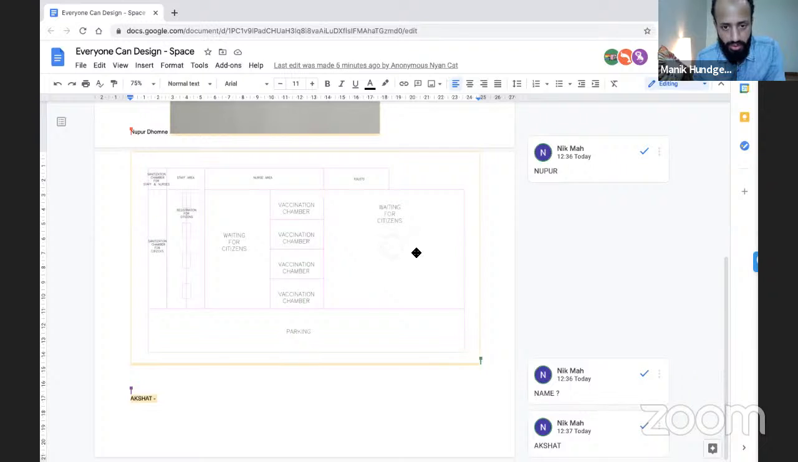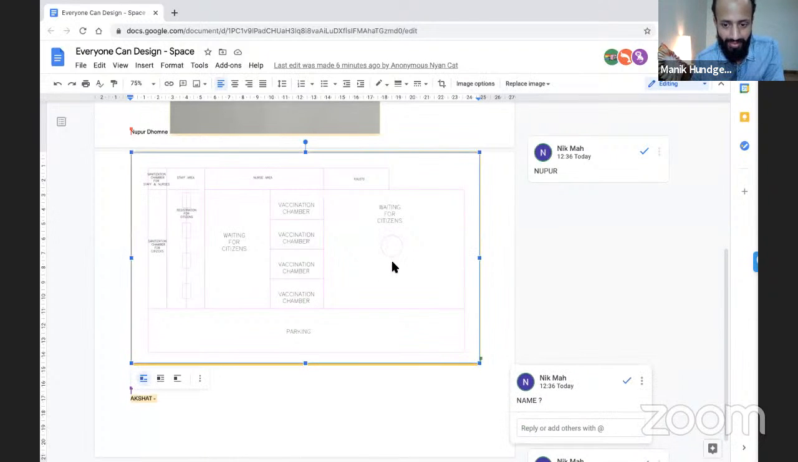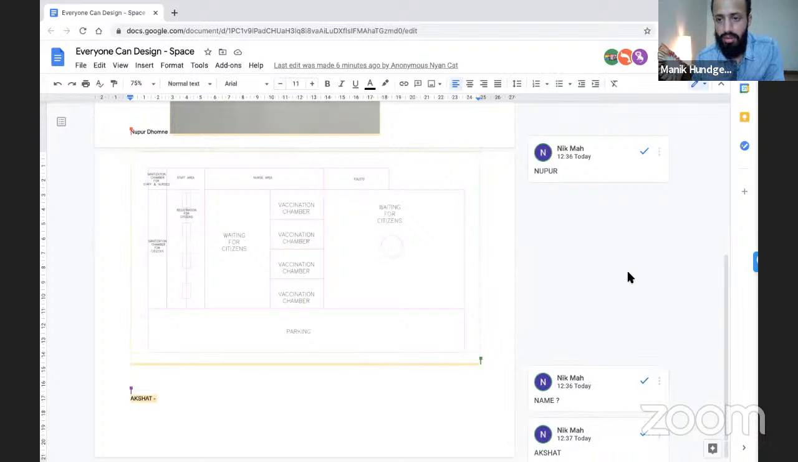And waiting for citizens, this area is something either redundant, or who has made this? Guys, sorry, this layout is by me. Oh. Okay, so you made another area of waiting for citizens.